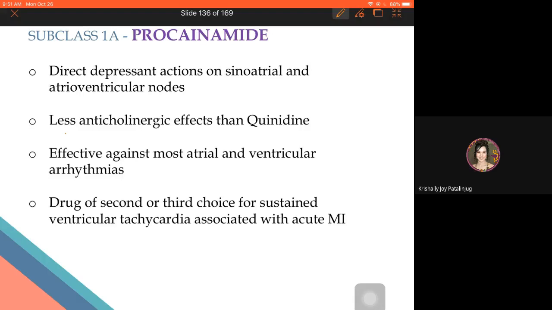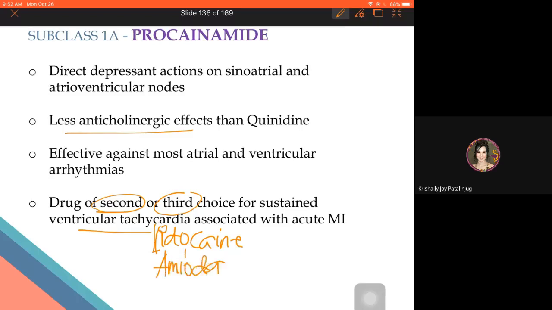However, ang procainamide, this agent is only second or third choice na anti-arrhythmic if the patient has ventricular tachycardia. So pangalawa or pangatlong choice lang siya for the treatment of ventricular tachycardia. Yung first on the list pa rin is yung lidocaine or yung amiodarone. In other words, alternative lang siya in this case for ventricular tachycardia.